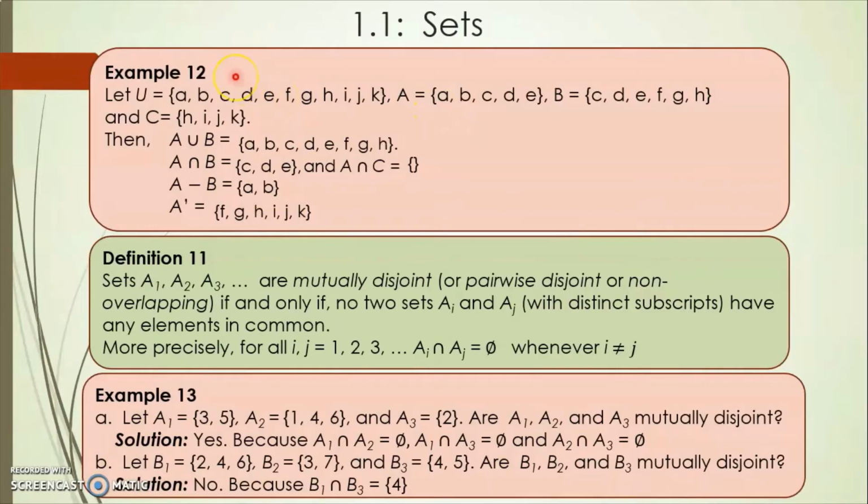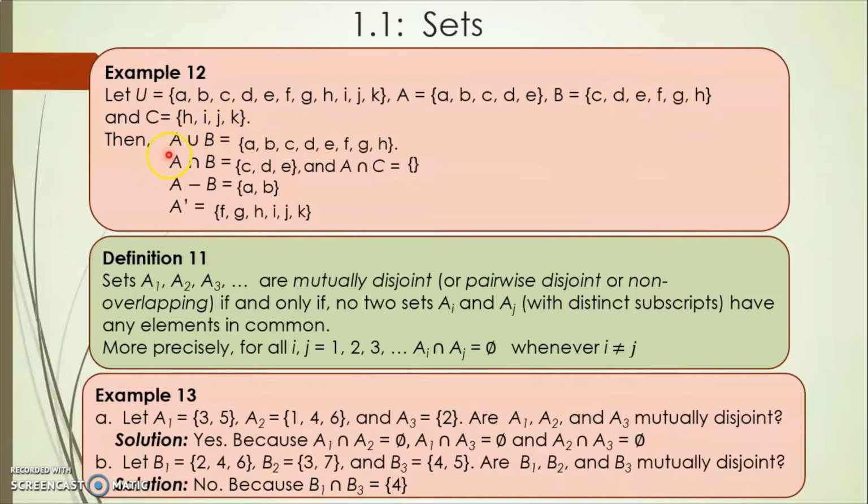Now let us see Example 12. Let the universal set be A, B, C, D, E, F, G, H, I, J, K. For set A, we have A, B, C, D, E. For set B, we have C, D, E, F, G, H. And for set C, we have H, I, J, K.